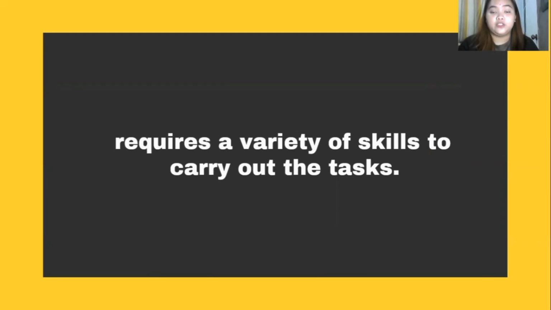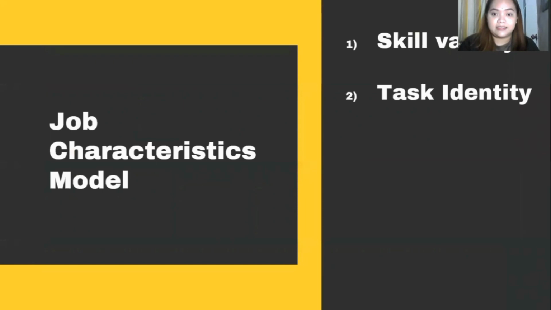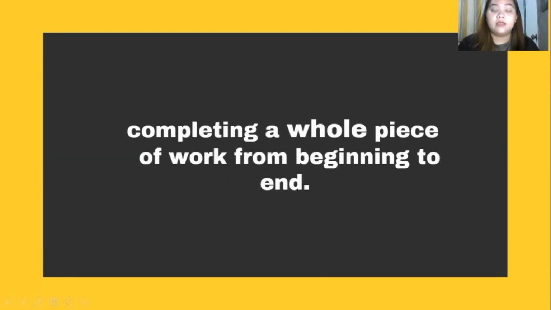Let's say a particular job requires different tasks so that the employee can use their various talents or skills. The second characteristic in the model is task identity. Task identity means completing a whole piece of work from beginning to end. It means you are working on the entire process rather than a portion of it, from the beginning to the end, finally coming out with a visible outcome.